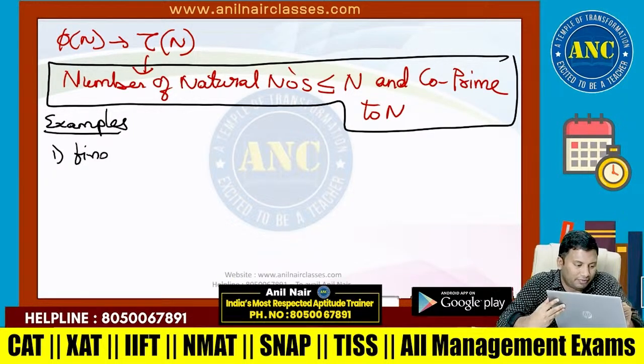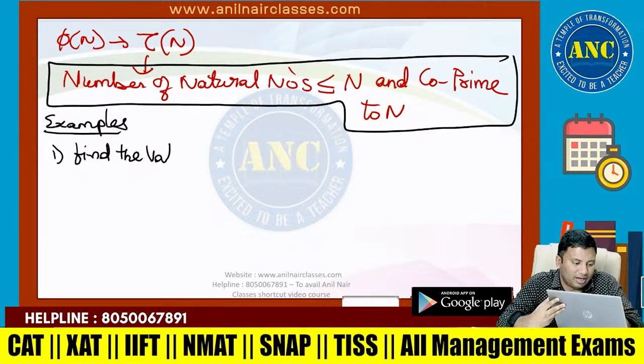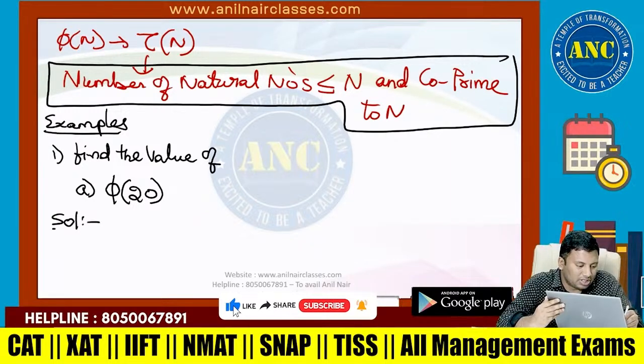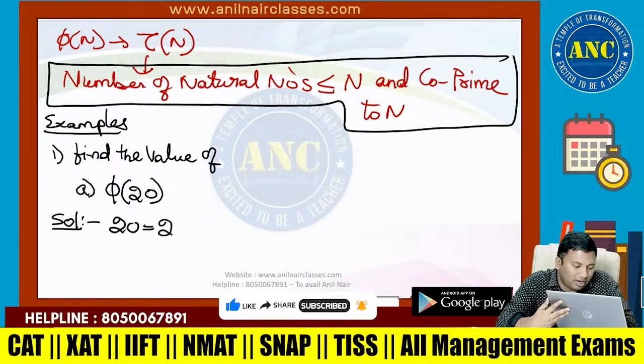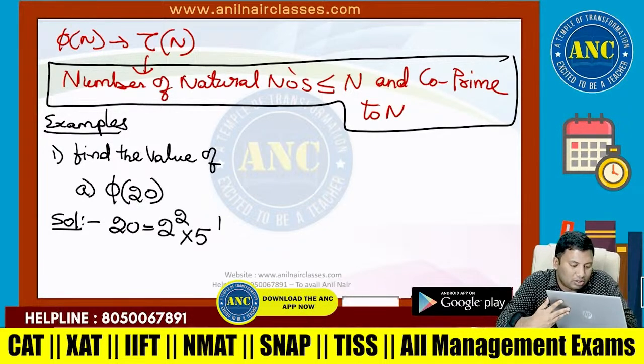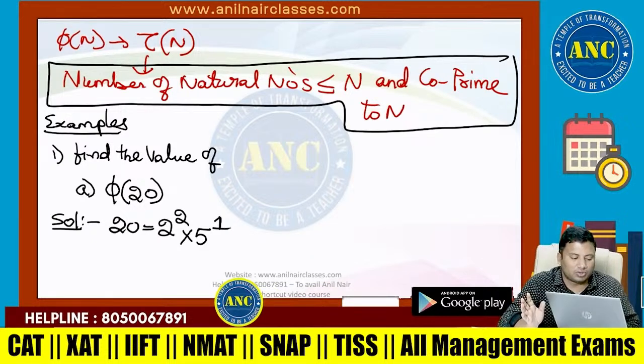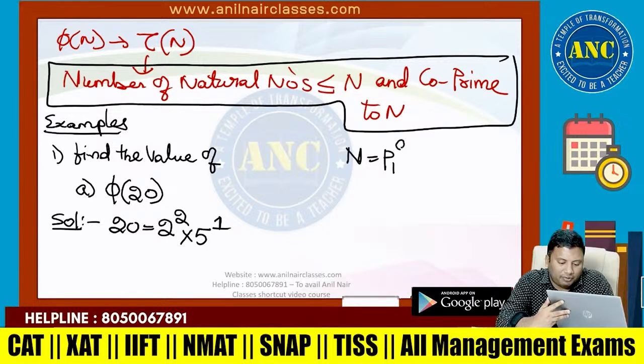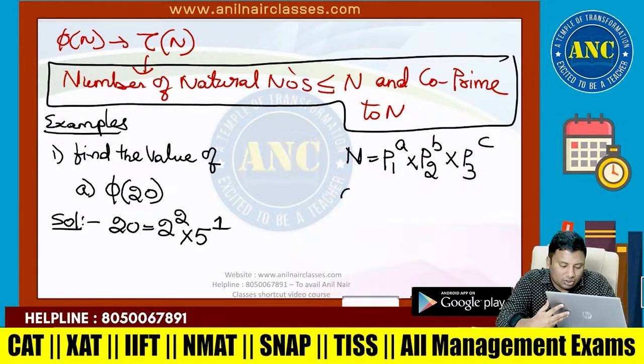Find the value of the quotient of 20. Listen carefully. Step number 1: take the number 20 and write it as a power of prime bases, which is 2 square into 5 power 1. So write the number as a power of prime bases P1 power A into P2 power B into P3 power C.